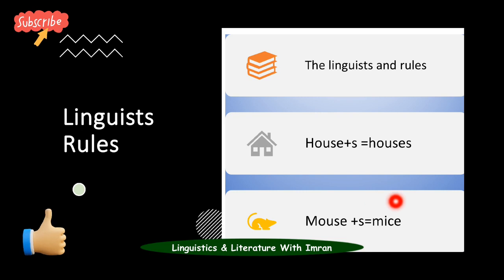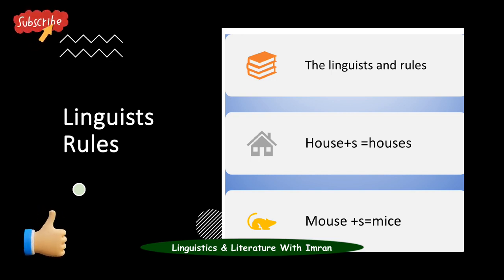So you cannot bring these rules to the classroom. You cannot tell your students that mouse plus s is mice. If you tell them that, you are going to confuse them. So this is the problem. When a linguist draws rules, he does not keep in mind the classroom or the teachers, how such rules will be taught in the classroom and whether these rules would be handled by the students or not. So they only describe language. They give us theories. They are not concerned with the classroom.